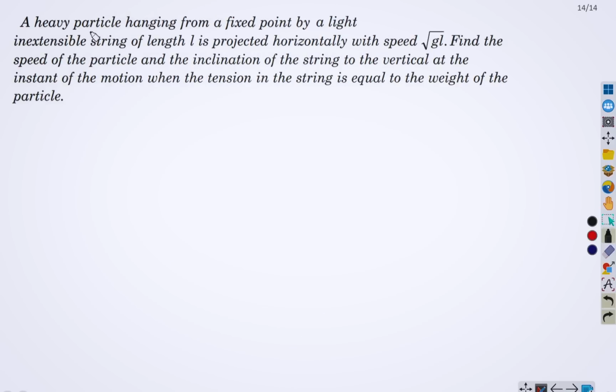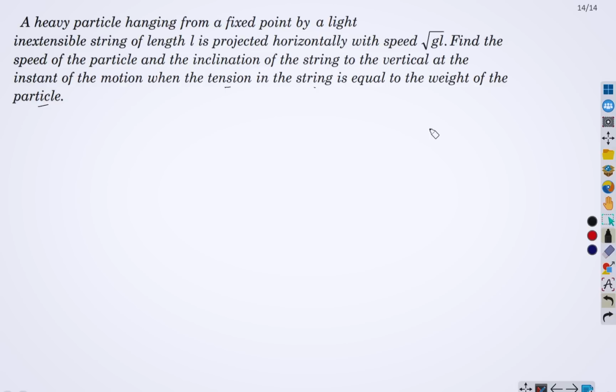Given a heavy particle hanging from a fixed point by a light, inextensible string of length L is projected horizontally with speed this much. Find the speed of the particle and the inclination of the string to the vertical at the instant of the motion when the tension in the string is equal to the weight of the particle.